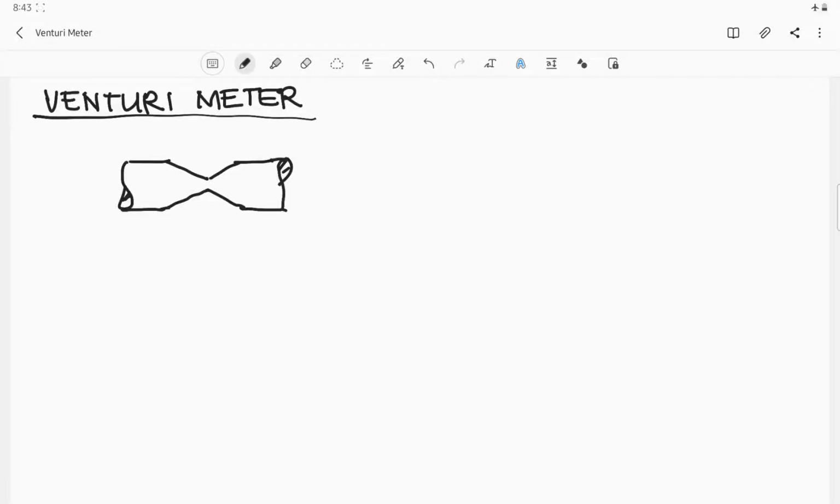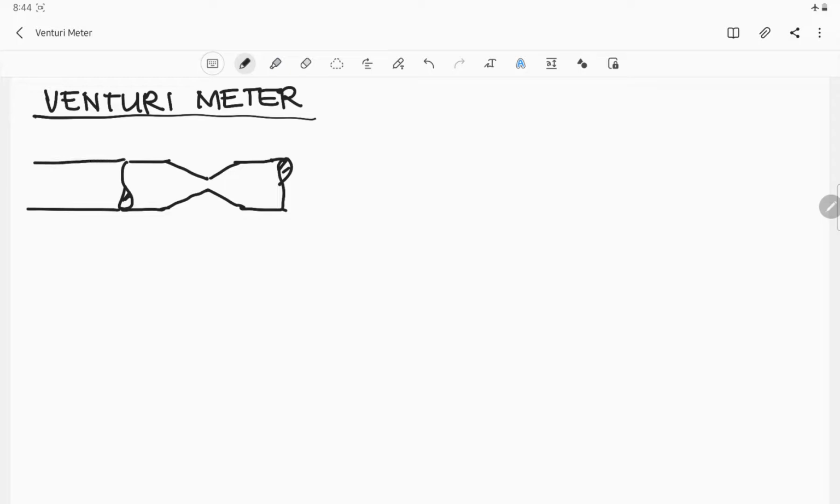Good afternoon, everyone. Today we are going to discuss the Venturi meter. It's one of the flow measuring devices. A Venturi meter is a fluid flow measuring device that is installed in a pipe in order to determine or estimate the flow passing through the device. It is usually installed in a pipe or along the pipe.